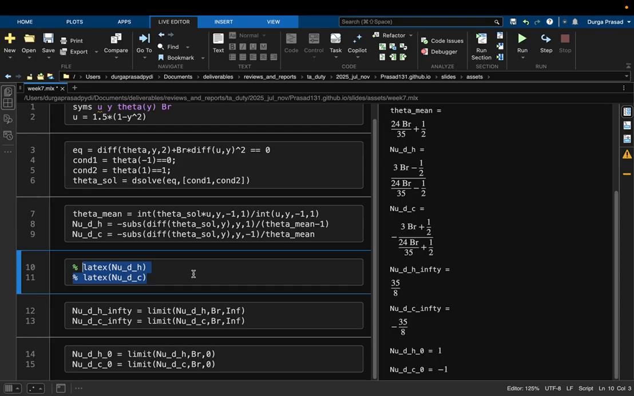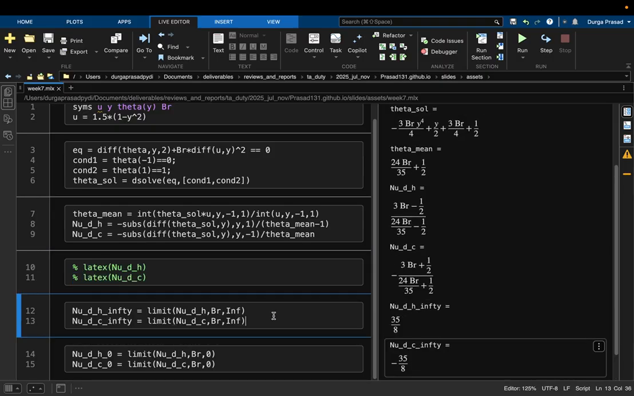Now, the next question is what would happen in the limiting case where the Brinkman number tends to infinity, or when TH equals TC, this Br will actually tend to infinity. What would happen is you just substitute that, and then I'm getting this value around 35 by 8, which is close to 4 point something, which is the case that you would get when you have an isothermal wall. So this would actually tend to an isothermal wall eventually when the Brinkman number is very high.